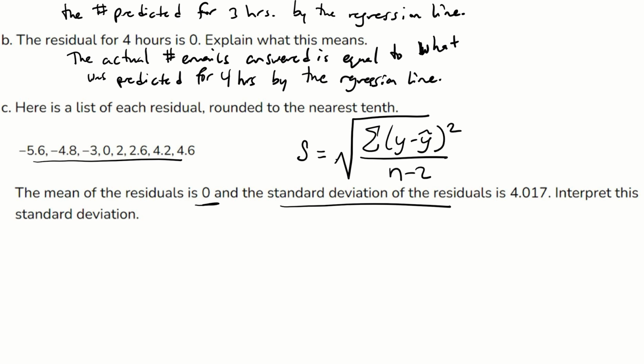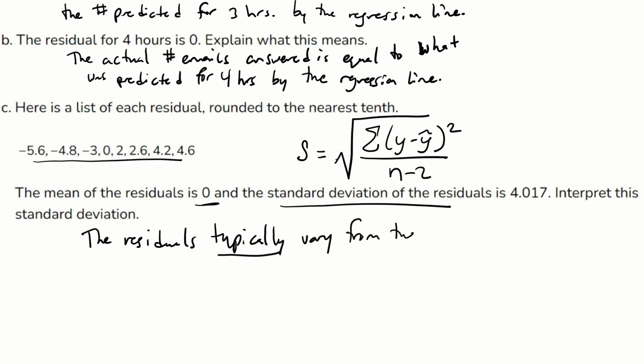So in this case, we say the residuals typically vary. On average, the residuals differ from the mean of 0. You can say from the mean of 0, or you can just say they typically vary from the regression line by about 4.017 emails. Okay, so that's how you interpret the standard deviation. The residuals typically vary by about 4.017 emails.